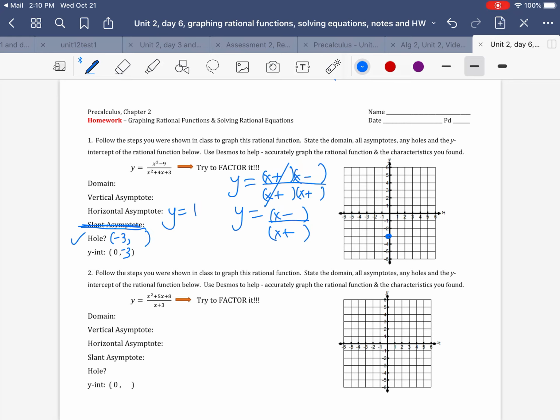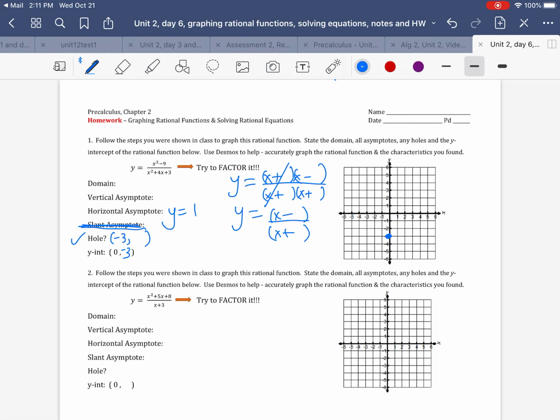Okay? All right, with number 2, you can easily see that x squared plus 5x plus 8 will not factor. 4 and 2 make 8, but they don't make 5. 8 and 1 make 8, but they don't make 5. And so nothing happens here.